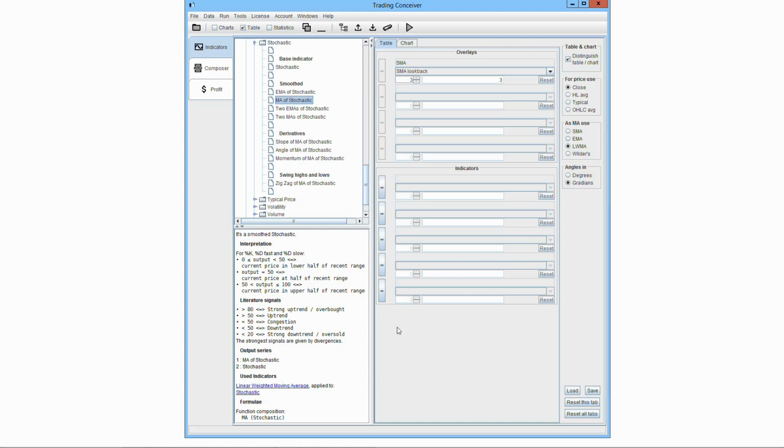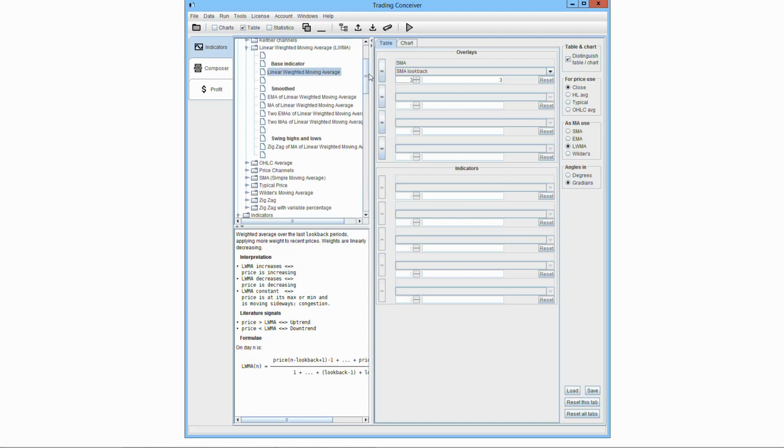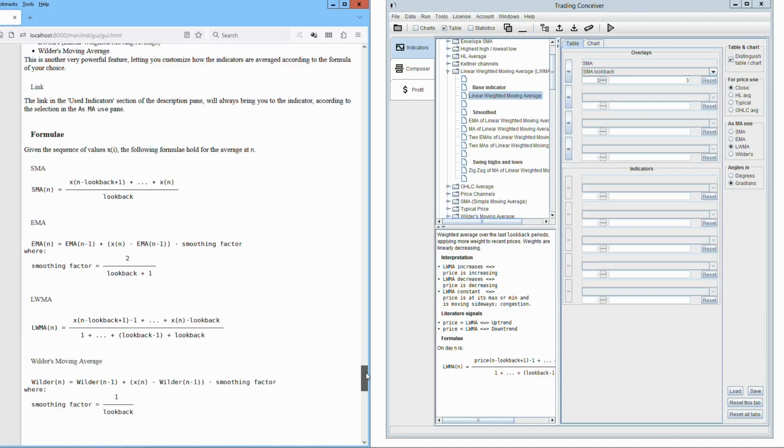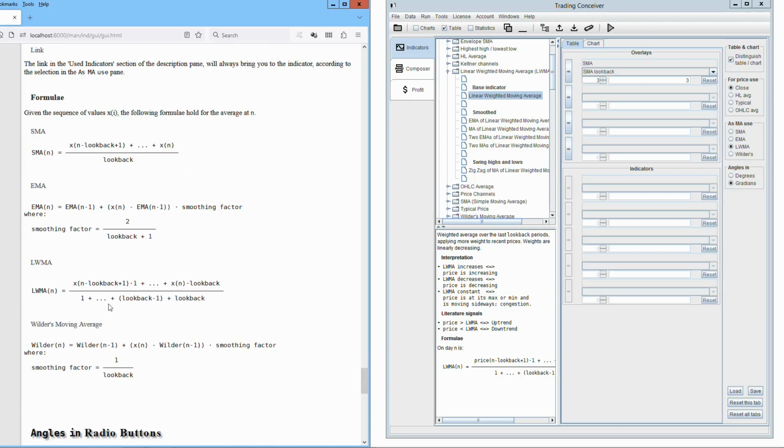This is another very powerful feature, letting you customize how the indicators are averaged according to the formula of your choice. The link in the Use Indicator section of the description pane will always bring you to the indicator according to the selection in the As MA Use pane. If you want to look at the formulae, please refer to the relevant page on the manual, or look at the tooltips.